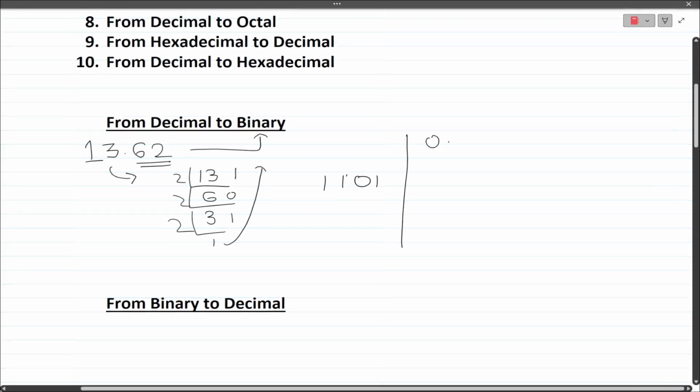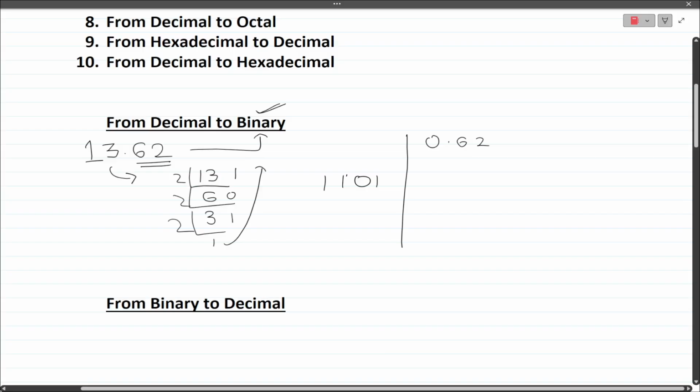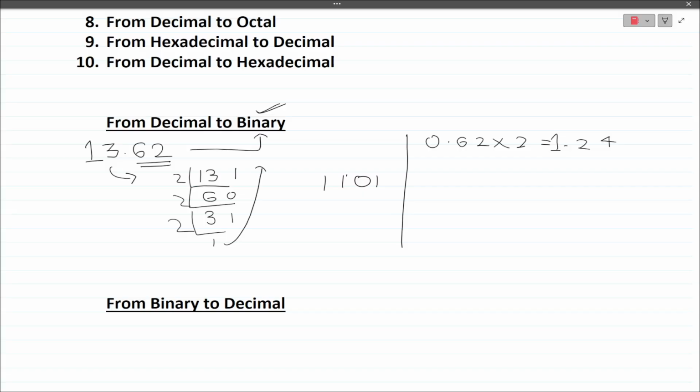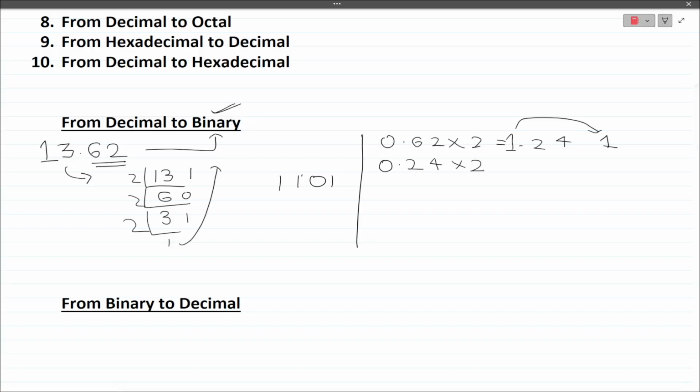You need to first take the decimal part like this, and as we are talking about binary numbers, we need to multiply it with 2. So let me multiply. 2 twos are 4, 2 sixes are 12, and this is 1.24. Now I need to remove this 1, and whatever decimal expression I have got, I need to multiply it again. So 2 fours are 8, 2 twos are 4, 0.48, and here the non-decimal part is 0.